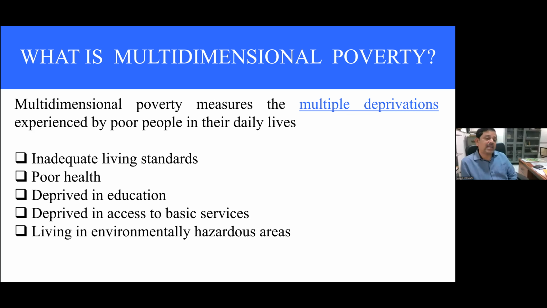So what happens in the case of monetary poverty? We only focus on their consumption pattern and their consumption expenditure. We know what they consume, but we do not see the non-monetary components such as education and health. So these are the components which are captured in multidimensional poverty.